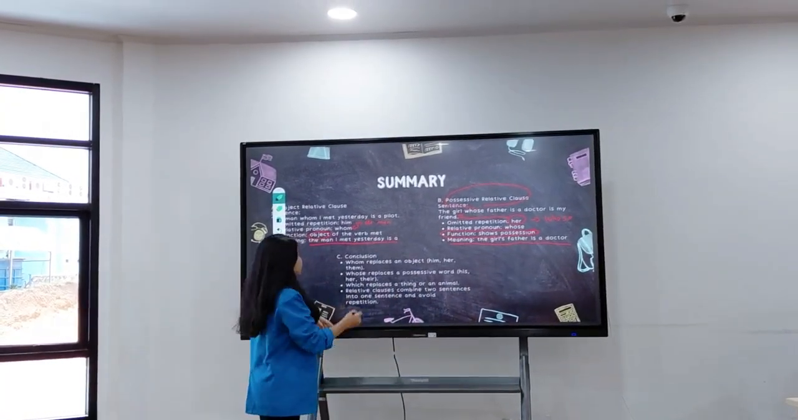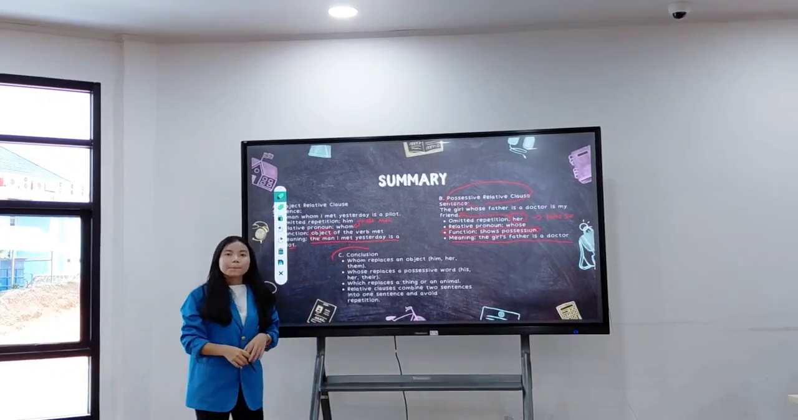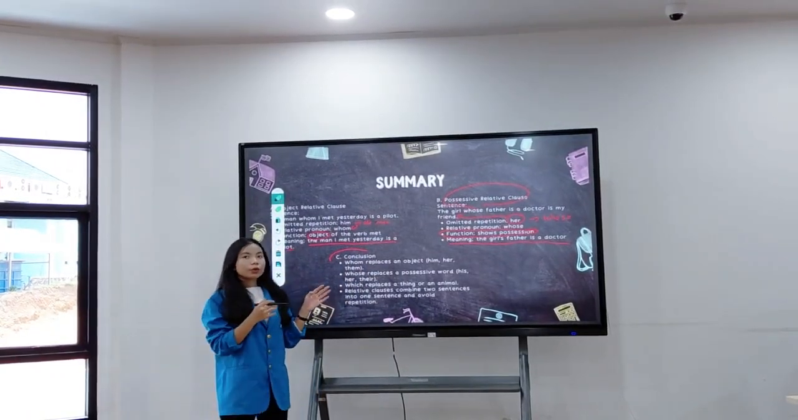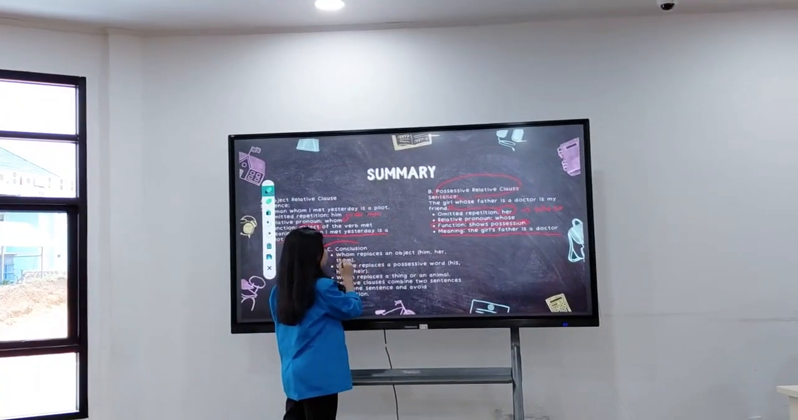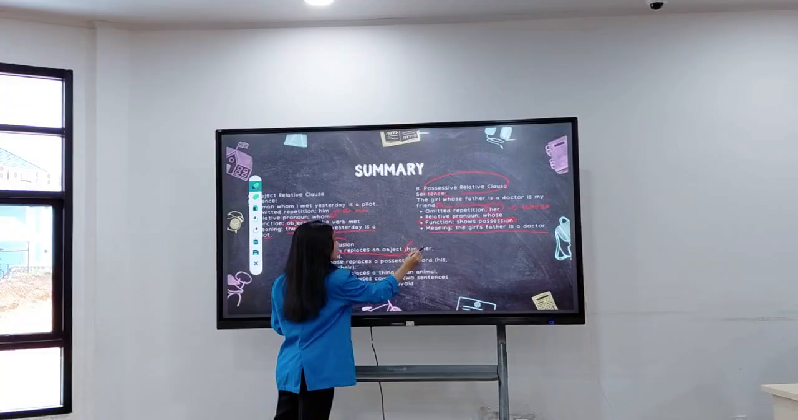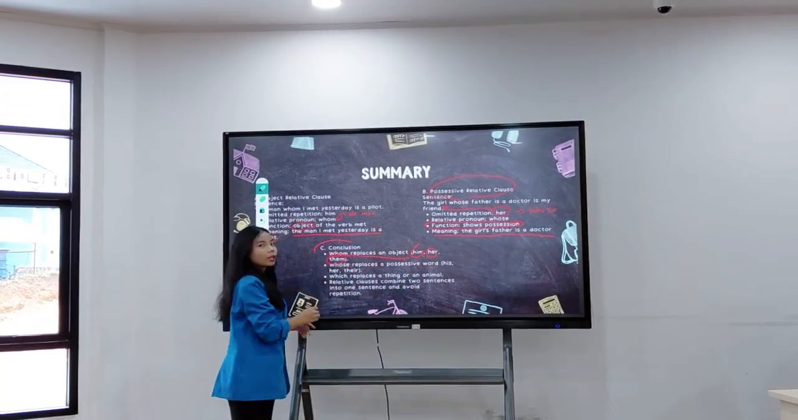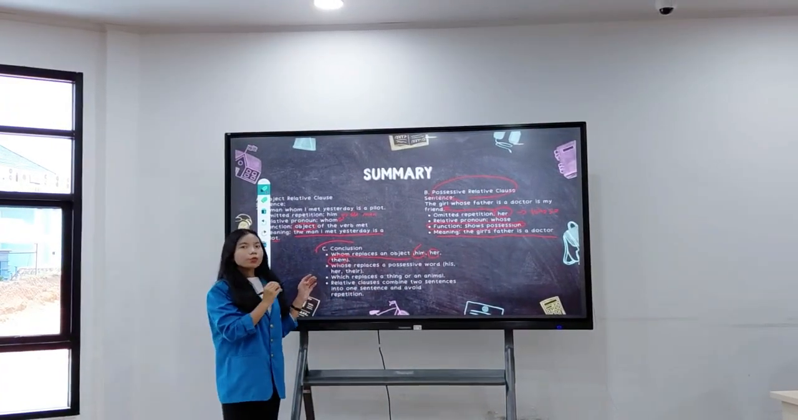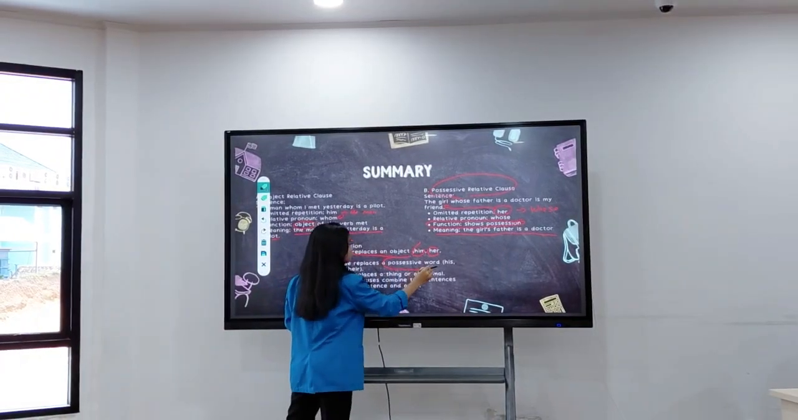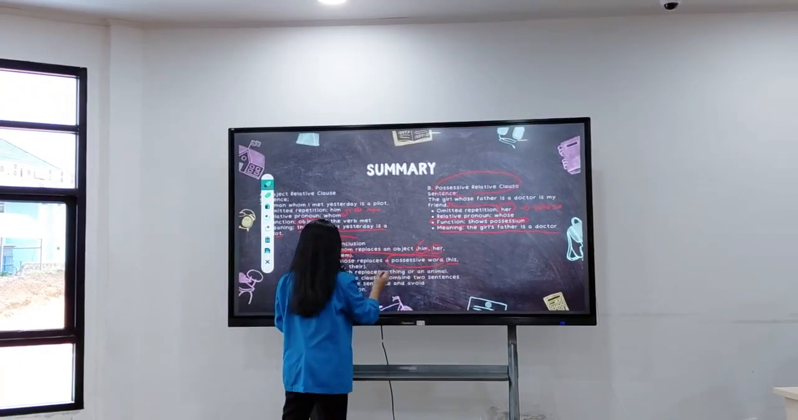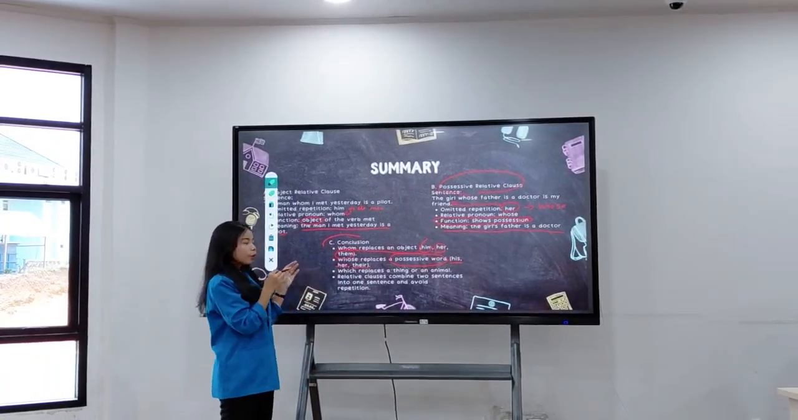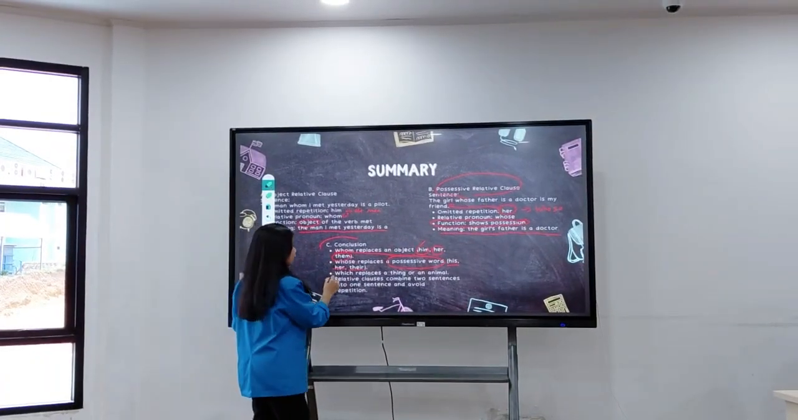And for the conclusion, whom is used to replace an object, for example, him, her, and them. And whose we use to replace a possessive word, for example, his, her, their. And which is used to replace things or an animal.